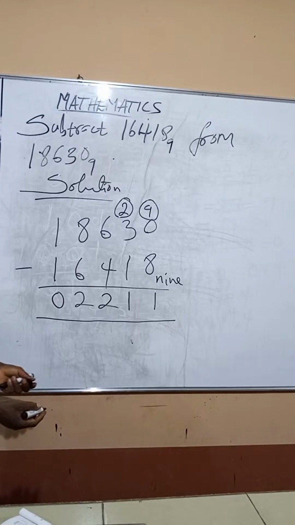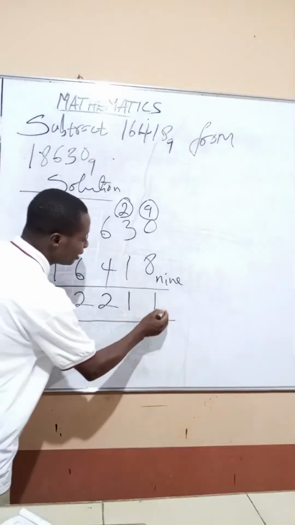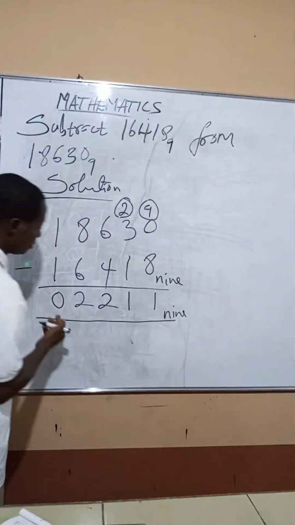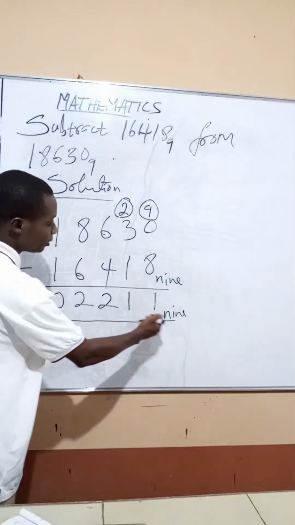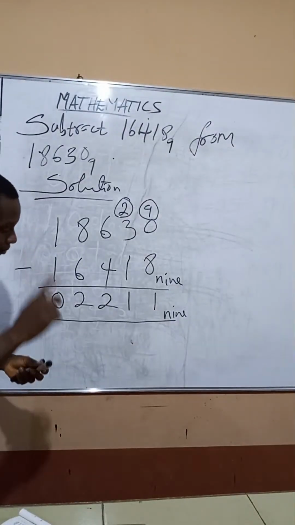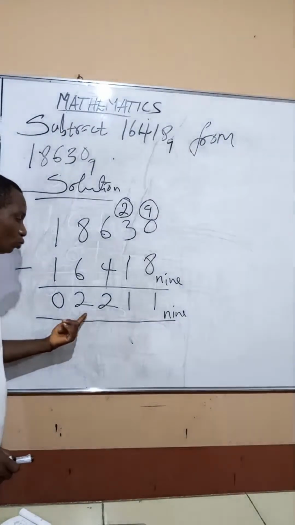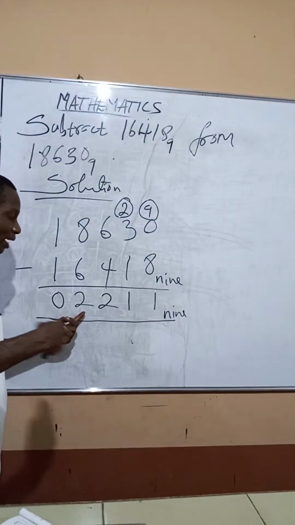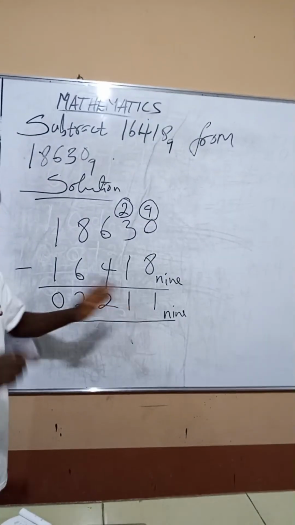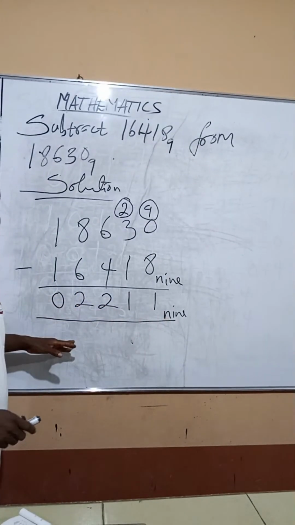Usually we don't write it, but if you want us to write it for better understanding, we write it. So the final answer is 2211 in base 9. Please, never pronounce this one as 2000, 2211. No, because this is not base 10.